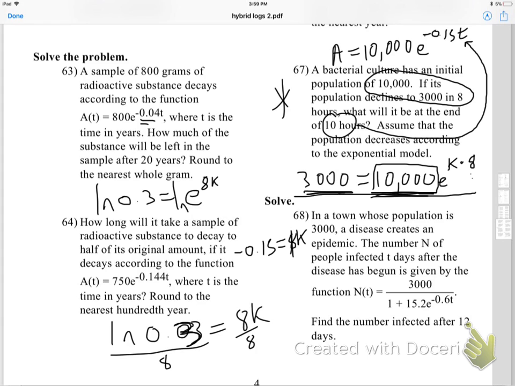So remember, the first part is to find k by using these numbers here, and then just plug 10 into the function you found to get the other answer.